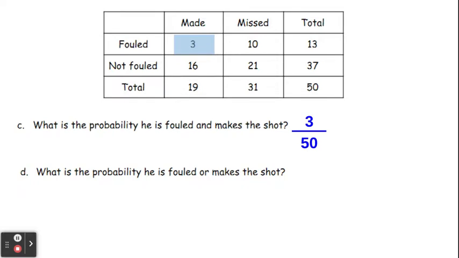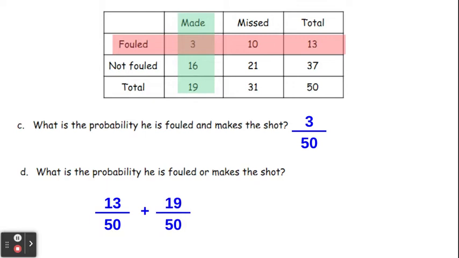Now for D, we're calculating the probability that he was fouled or he makes the shot. So here we're going to add the probability that he's fouled, which is 13 out of 50, plus the probability he makes the shot, which is 19 out of 50. And notice you can see with those shaded rows and columns that there is an overlap. And that group of 3 that are in that overlapping region are being counted twice. So that's the part that we need to subtract. 13 plus 19 minus 3 leaves us with 29 out of 50.